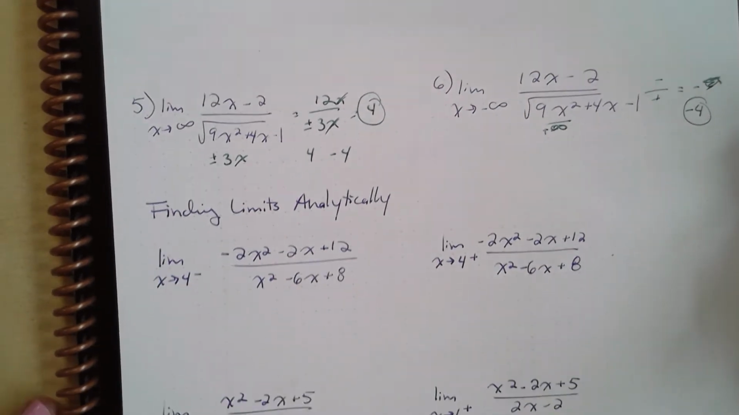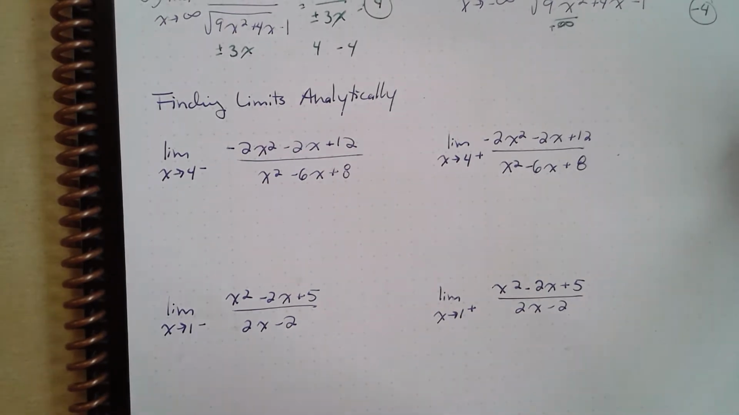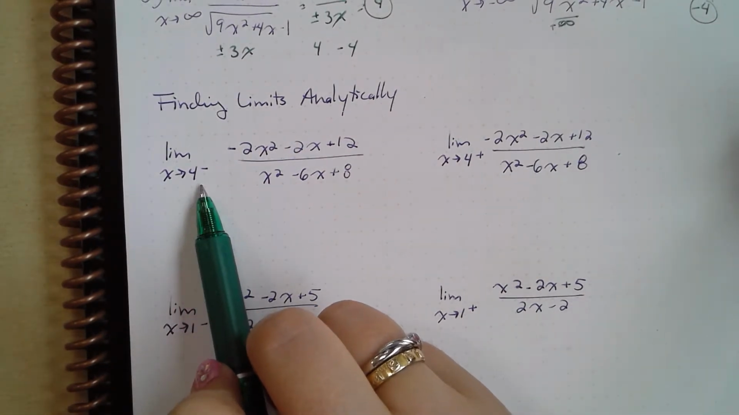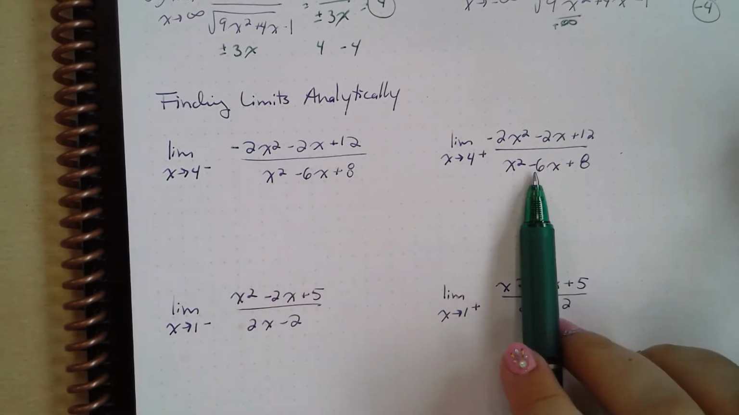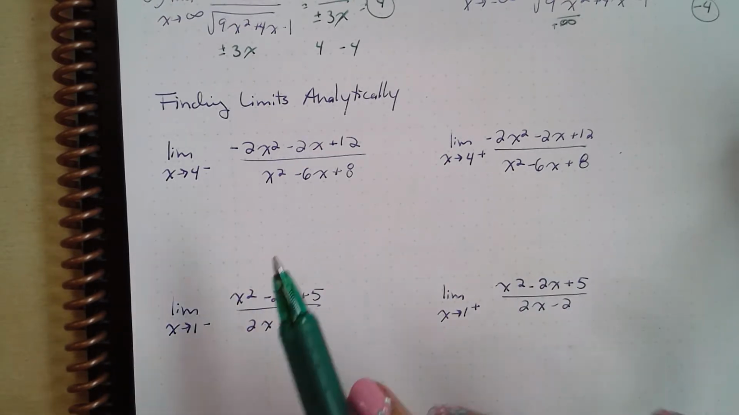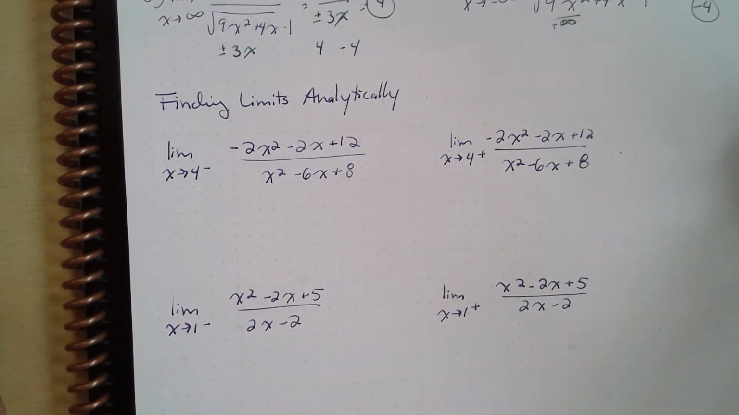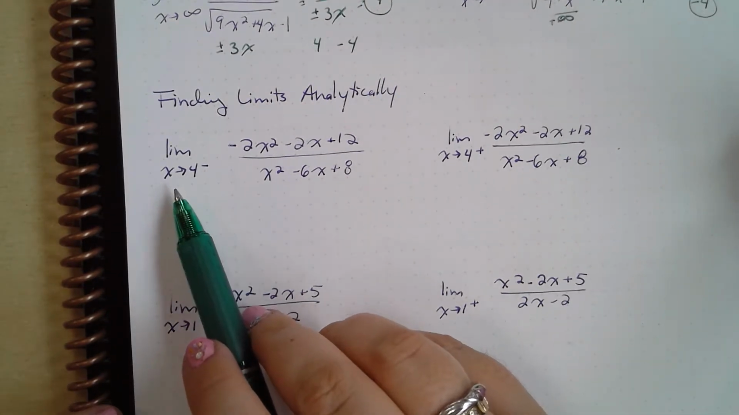All right, what about finding these limits analytically? Now some of you have actually asked about this, and this is a great question. What if we want to find a limit like as x approaches 4 from the left, or as x approaches 4 from the right? Well, we have the exact same equations here, so let's examine this. If we just put in 4, that's not really going to give us any valuable information. So let's choose something that's just to the left of 4 here.